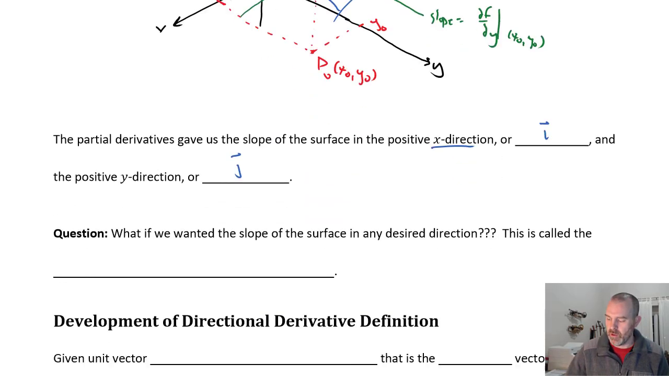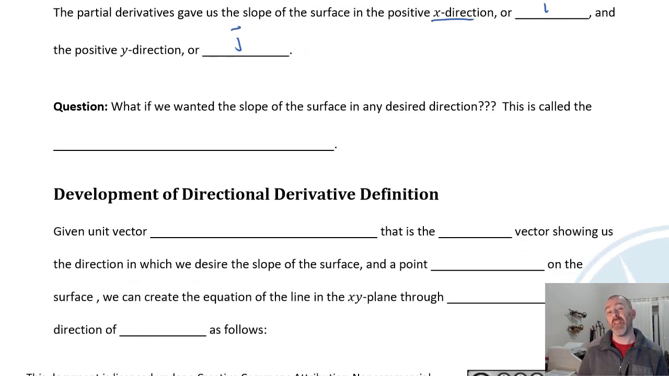So now, the big question. What if we wanted the slope of the surface in any particular direction? The partial derivatives give the slope in the x direction and the slope in the y direction, but what if we want the slope in any direction? We call that the directional derivative.